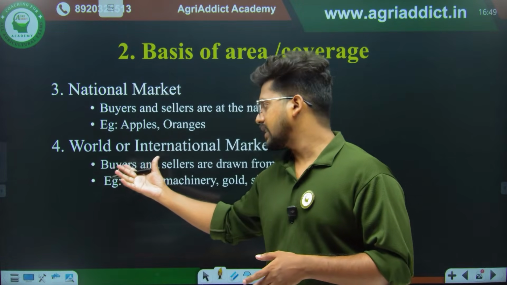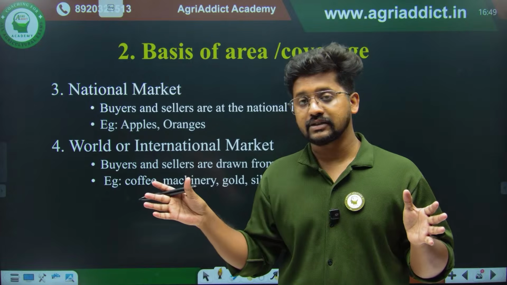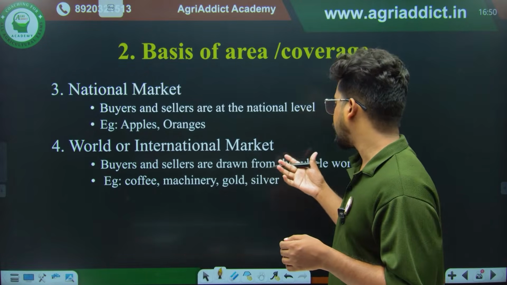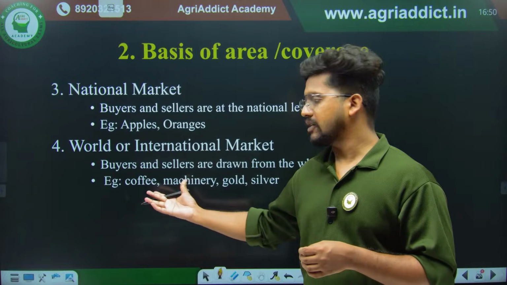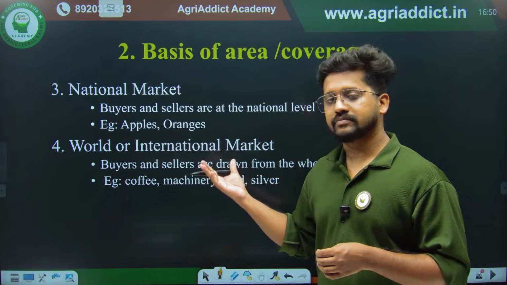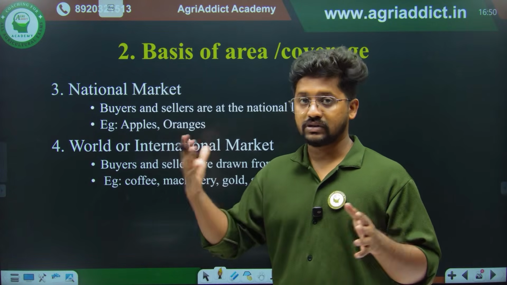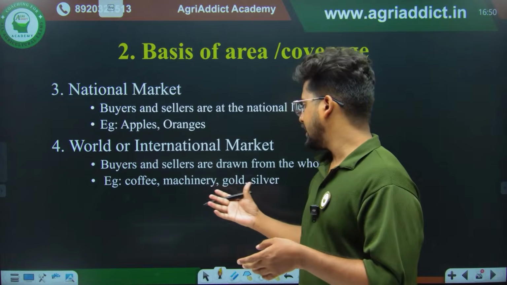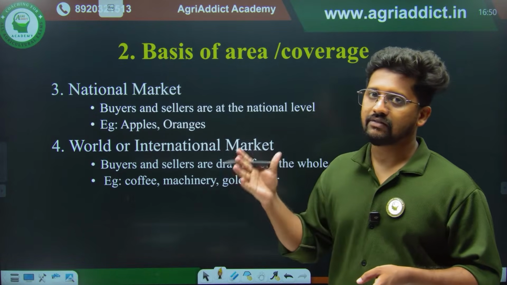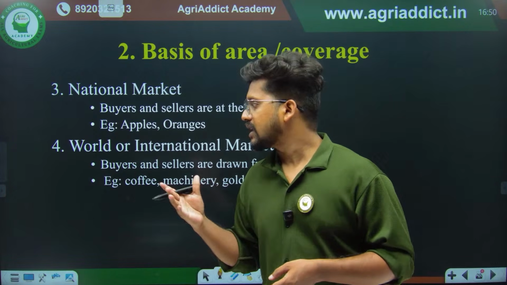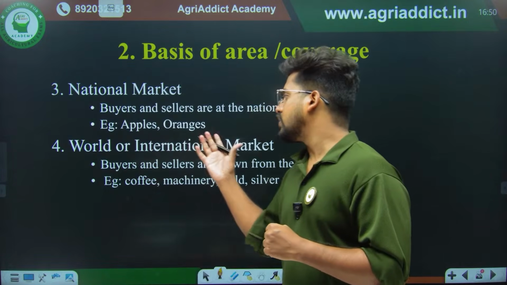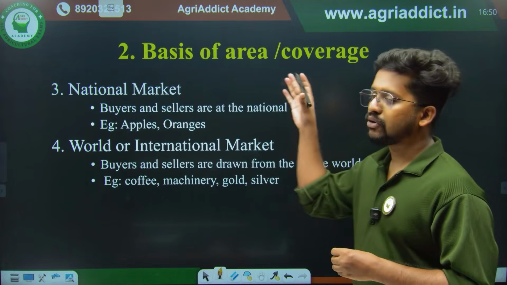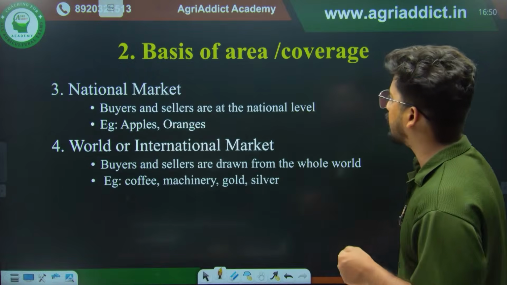Then finally the world or international market, where the area of coverage changes again. Here the buyers and sellers are drawn from the whole world. You can see some of the spices, beverages like coffee and tea, machineries like phones, cars, bikes, and ornaments like gold, silver, diamond, platinum. These will have international attention, therefore international marketing. So this is how the area of coverage goes.